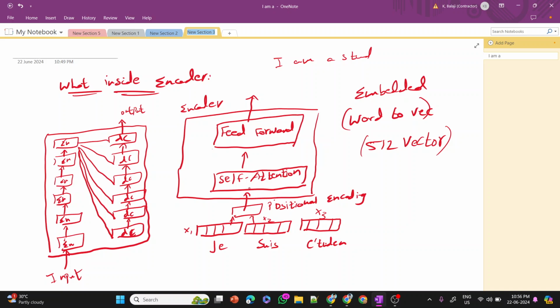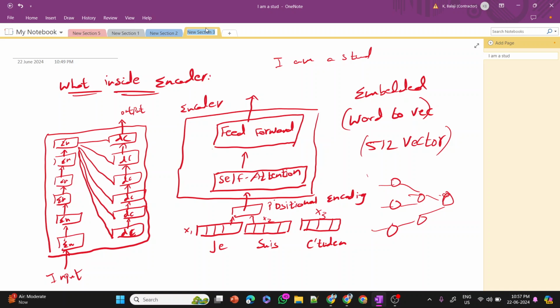The first encoder will have two things: self attention and feed forward. A feed forward is a normal neural network. It has some weights, an input layer and an output layer. It is a normal feed forward network. But we do not yet know what is inside the self attention model.